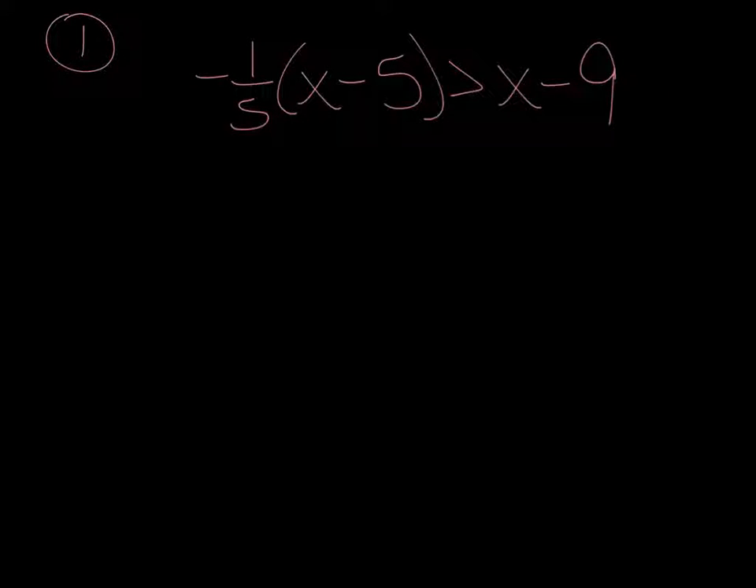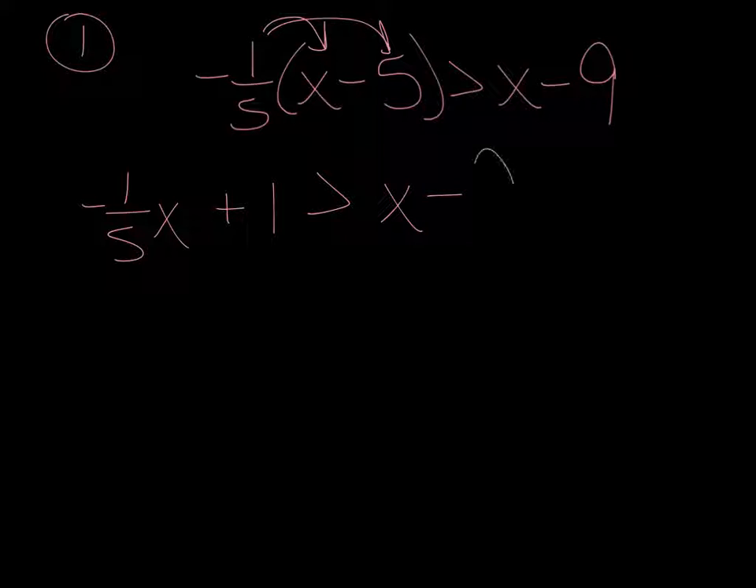The next way to handle this is by distributing the fraction. It's a little uglier, but you can still get to the right answer. So -1/5 times x is -1/5 x. -1/5 times -5 is +1, greater than x minus 9. Now, I have a variable on both sides, here and here, so I'm going to add 1/5 x to both sides.